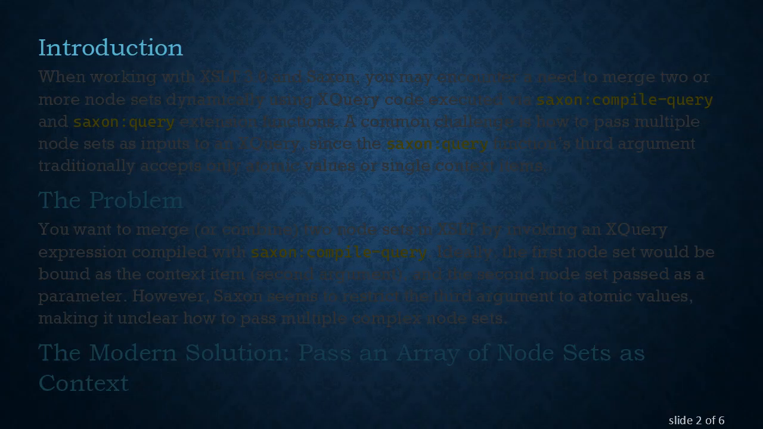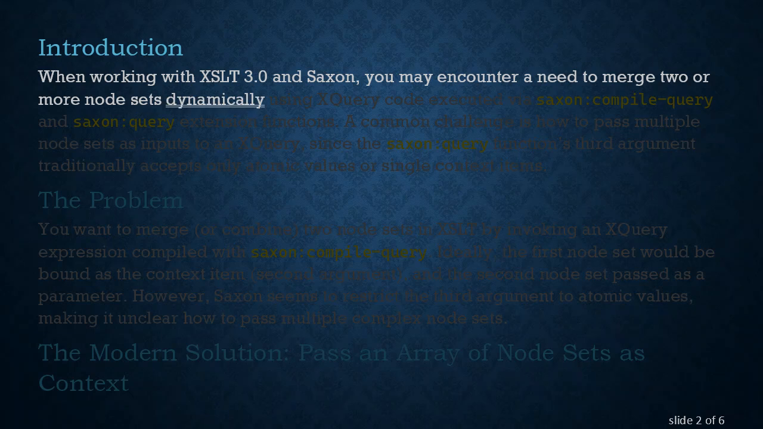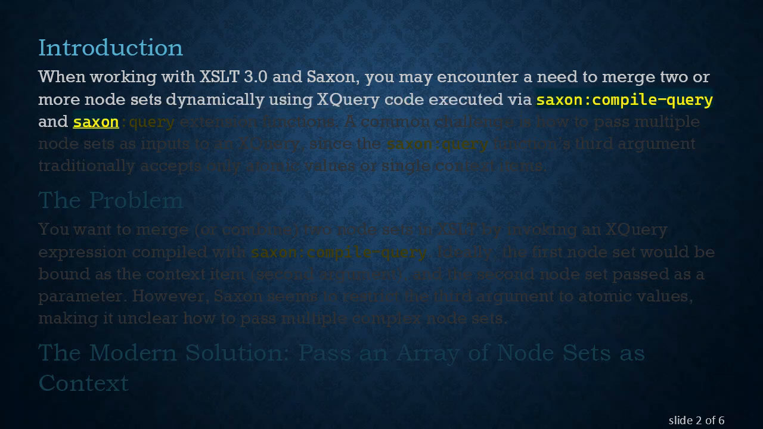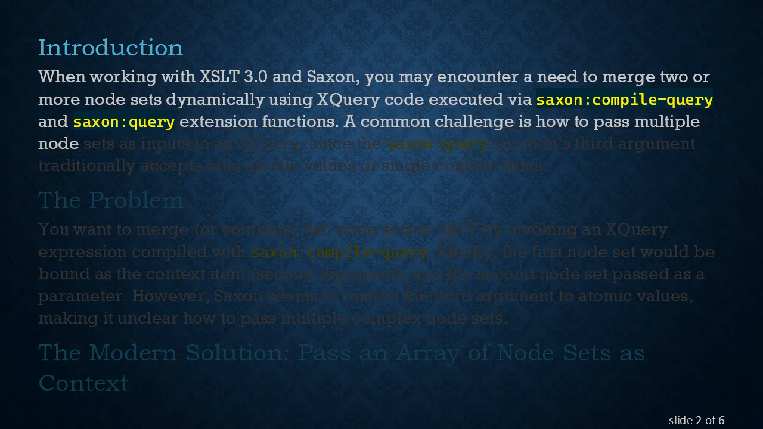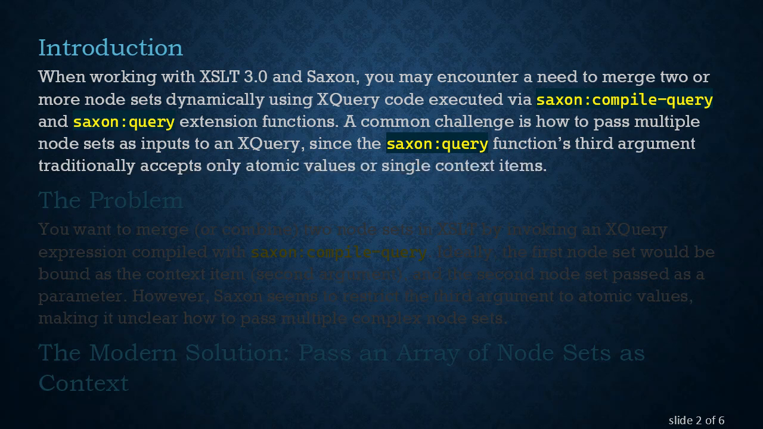Introduction. When working with XSLT 3.0 and Saxon, you may encounter a need to merge two or more node sets dynamically using XQuery code executed via Saxon XQuery extension functions. A common challenge is how to pass multiple node sets as inputs to an XQuery, since the Saxon XQuery function's third argument traditionally accepts only atomic values or single context items.